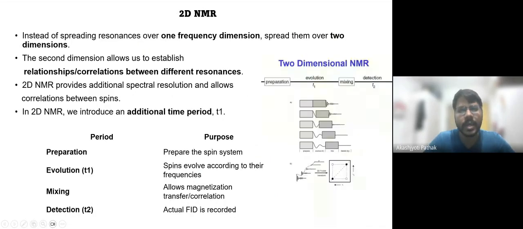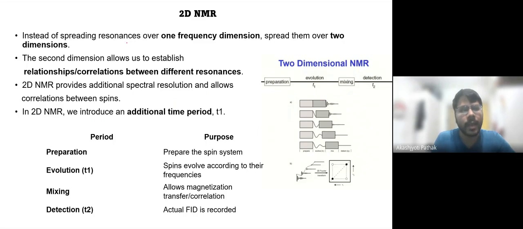So that is why the 2D NMR experiments were developed. We can see the difference: what was employed in the 2D NMR experiment is that instead of having a single frequency dimension, as was the case in 1D NMR, we now have two frequency dimensions, that is F1 and F2, or T1 and T2.